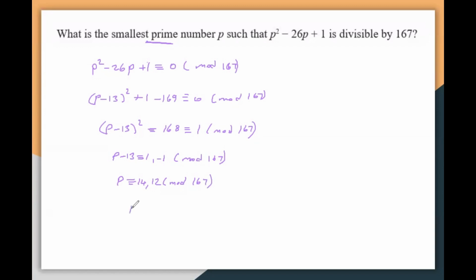So p should be 14 plus 167k, or p should be 12 plus 167 times some multiple, which we do not know. But since we are interested in the smallest number, I could choose k or t to be 0, but that would give an even number, which is not prime. I'd like to get the smallest number, so I should add 167 to see if this is a prime number. If I choose t is 1, then 167 plus 12 is going to be 179. If you go ahead and check this number, that is actually a prime number, so that's our smallest one.